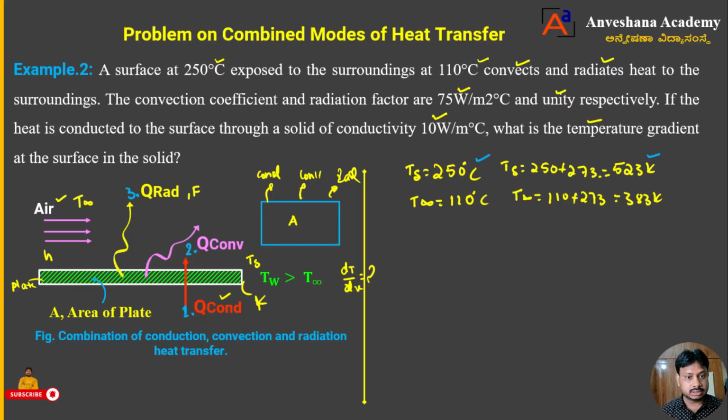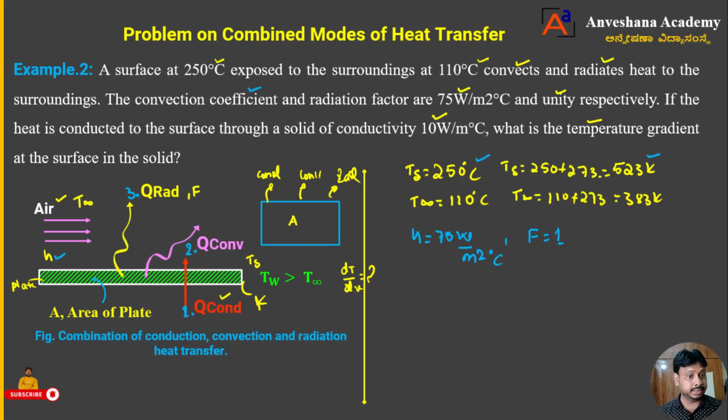Okay, next, the convection heat transfer coefficient. First one, the convection heat transfer coefficient, I will mark here as h. You can see here, dear students, how much he has given. That is 75 watt per meter square degree Celsius. And the radiation factor he has given as unity. The radiation factor I will take here as F, which is equal to 1. Some authors take F, some authors take epsilon. The notation is up to you.